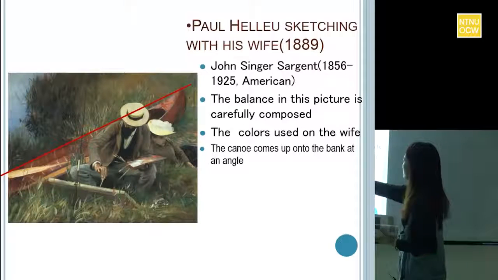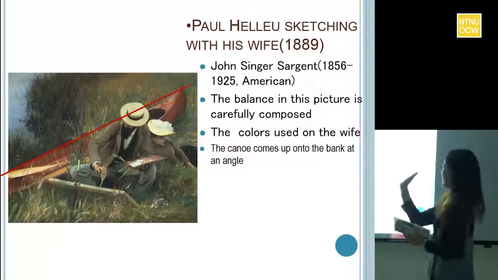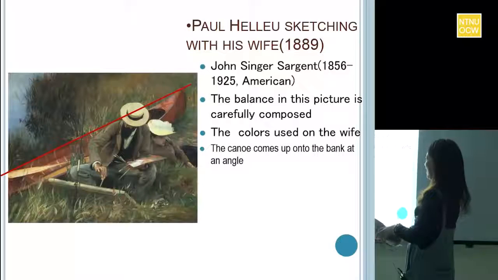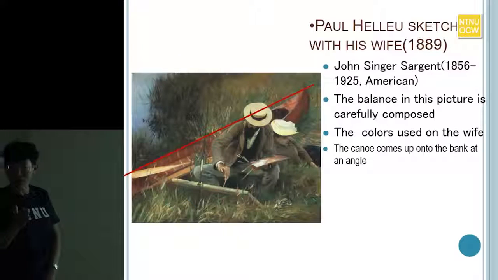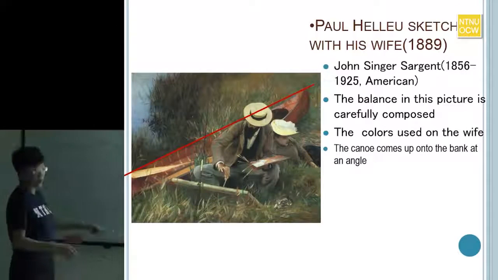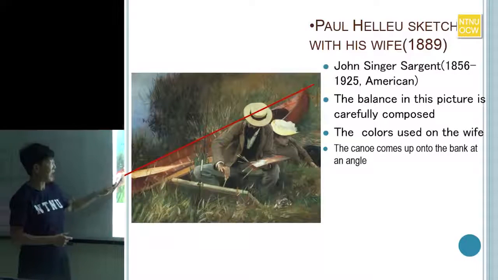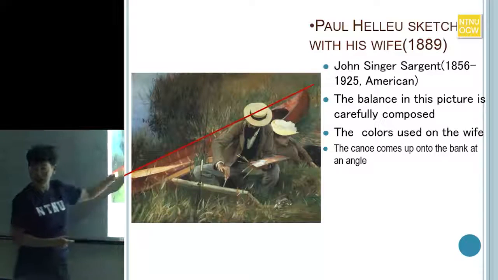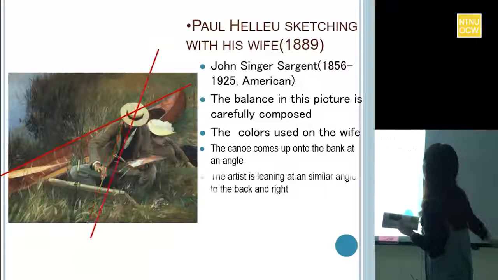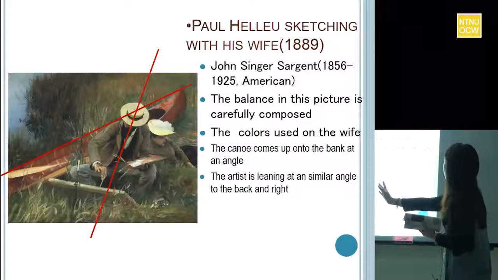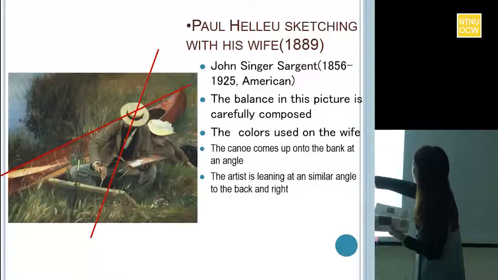And we can see a red canoe comes up onto the bank at an angle. We have memorized an English word for this, diagonal. The textbook uses another word too. The canoe is positioned at an angle, so it is a diagonal. And the next one is the man, Paul Helou. He is leaning on the canoe in the back and to the right.